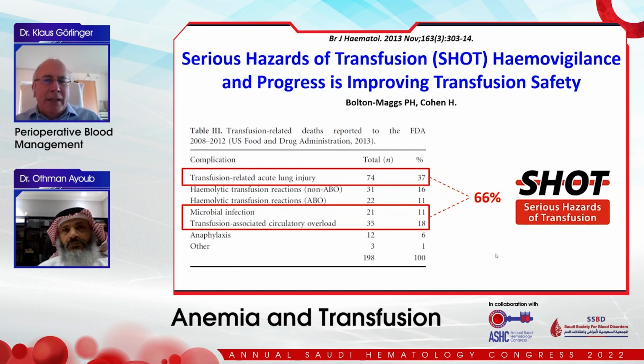And that means that two-thirds of all transfusion-related mortality is based on transfusion-related acute lung injury, transfusion-associated circulatory overload, and transfusion-related immunomodulation with microinfection. And of course, you cannot test the blood for transfusion-associated circulatory overload. That's, again, the wrong use of blood and maybe over-transfusion.